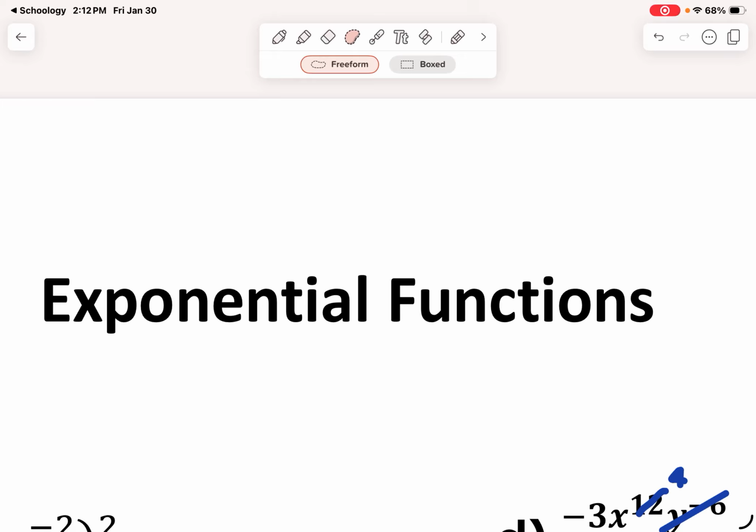All right, these are our notes on exponential functions, and today we're going to focus on graphing exponential functions. So it starts with the warm-up of properties of exponents. Go ahead and do those problems, and then unpause the video and see how you did.